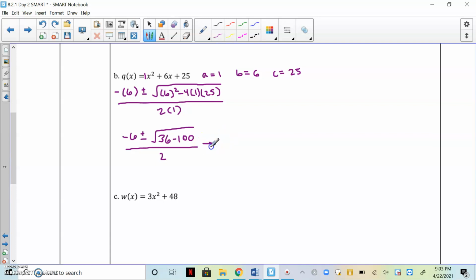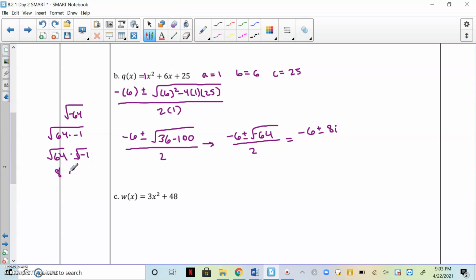All right, so we have here negative 6 plus or minus the square root of negative 64. 36 minus 100 is negative 64, over 2. So now we can simplify this, and that would actually be an 8i here. Remember what we did in the very first problem, right? The square root of negative 64 turns into the square root of 64 and negative 1, which then turns into this. All right, so that's where that 8i comes from.